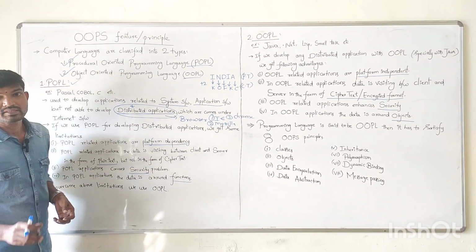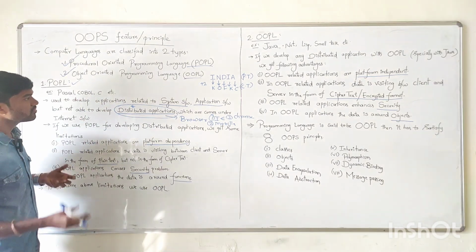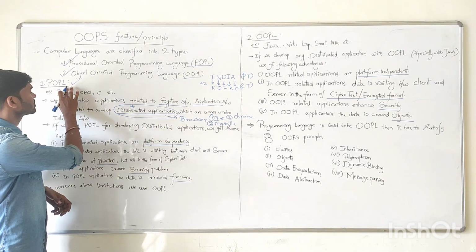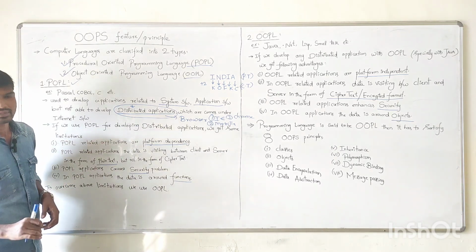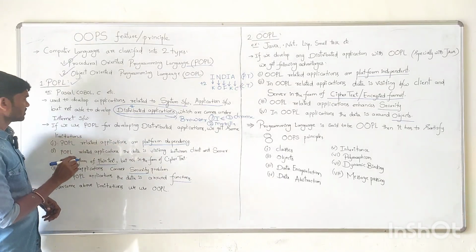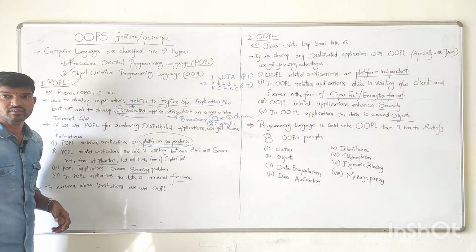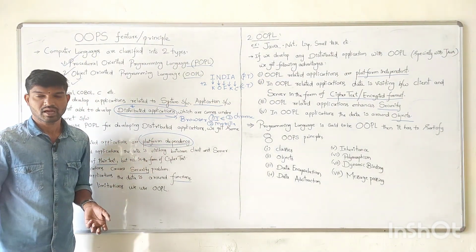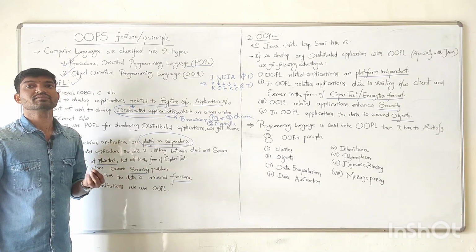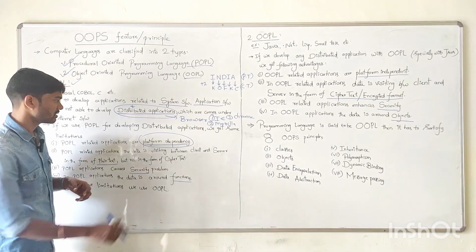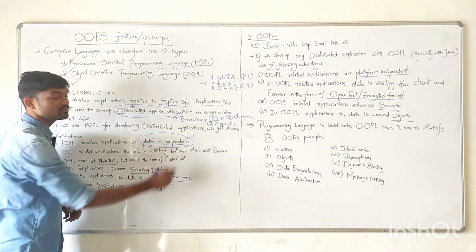That is the main limitation of procedural-oriented programming language. If we use procedural-oriented programming language to develop a distributed application, we have four types of limitations. The first one is that it is platform dependent. Platform dependent means OS dependent, operating system dependent: it will give different results in different operating systems. So the first limitation is platform dependency.